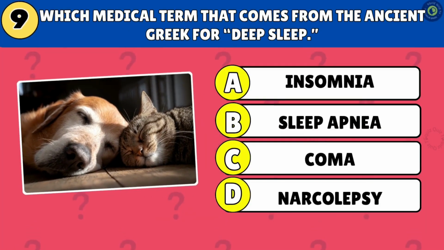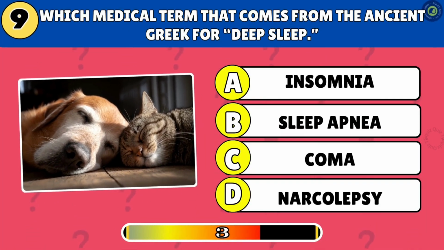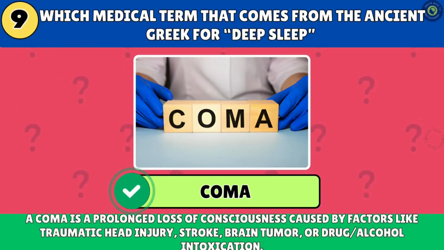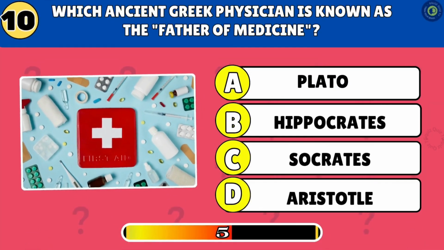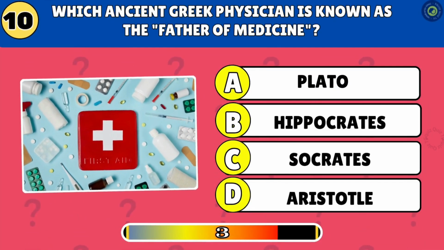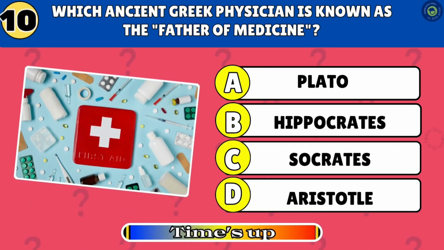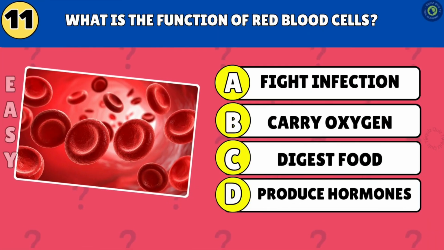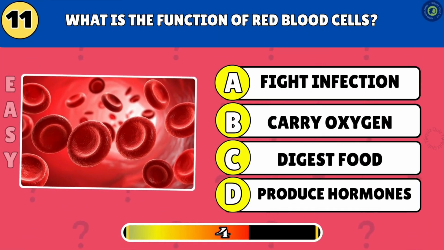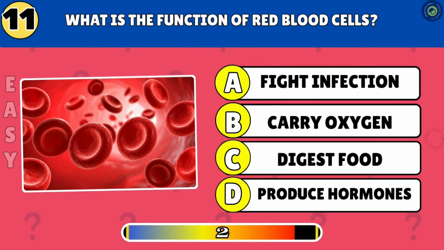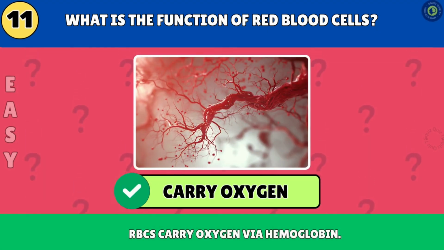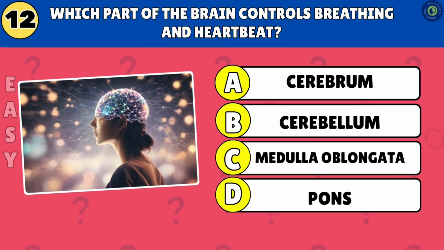Which medical term comes from the ancient Greek for deep sleep? Which ancient Greek physician is known as the father of medicine? What is the function of red blood cells? Which part of the brain controls breathing and heartbeat?